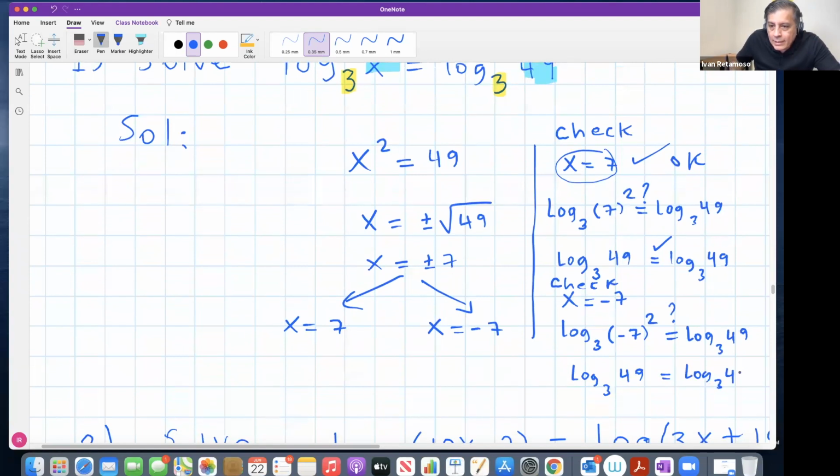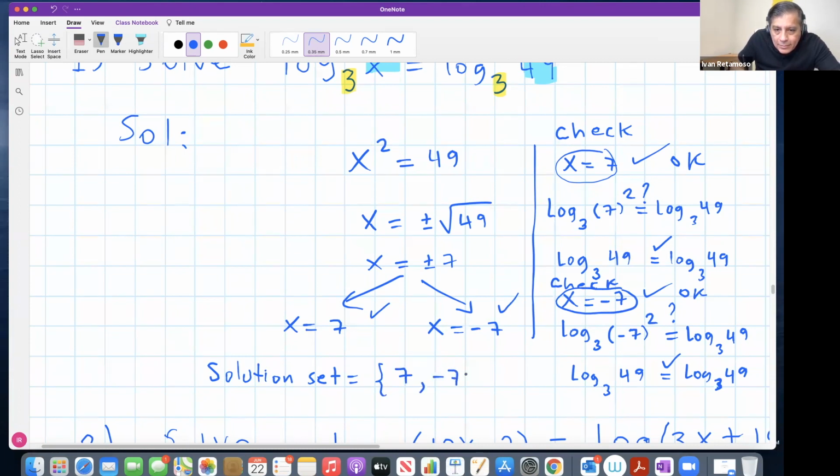Well, perfect match, which means that this guy also checks, right? So both solutions are good, this and this. So therefore, the solution set will be equal to, within braces, separated by commas, you write these two guys. That's it, right? So both check. So the solution set is this. We can write this as a conclusion.